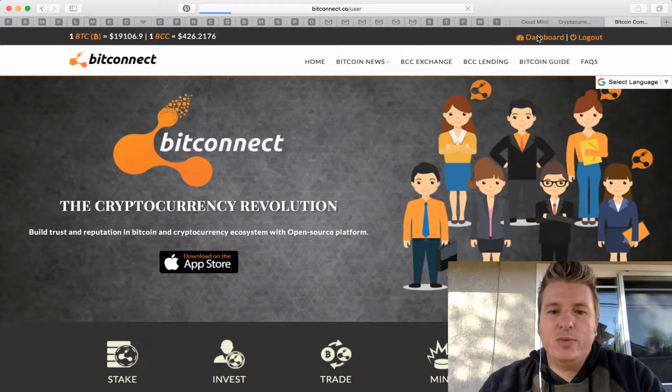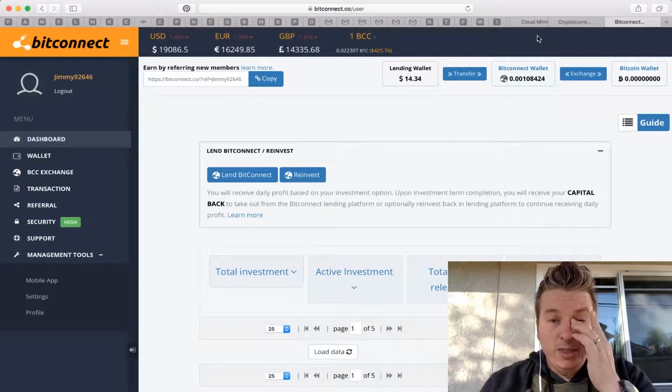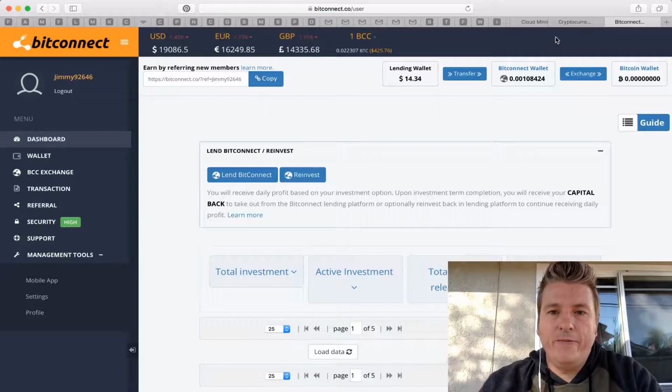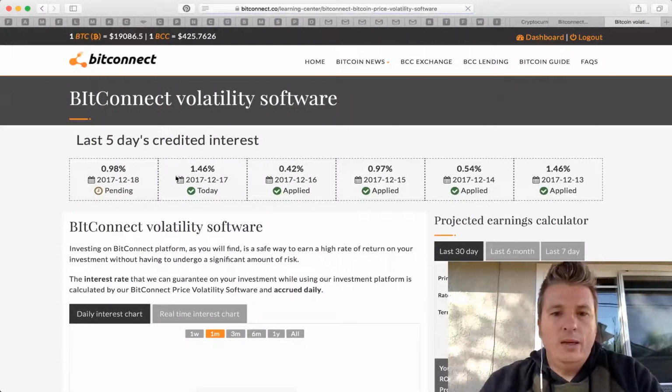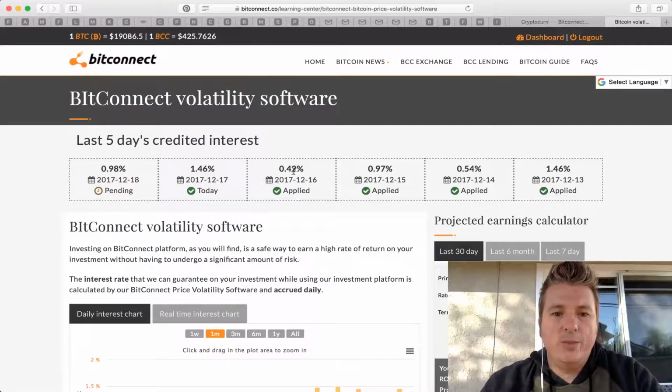Looking forward to bringing you an update on BitConnect. Let's log into my dashboard here. As you can see, I have a lending wallet of $14.34. Let's look at our daily accrued interest earnings. We got 0.97, and yesterday we got 0.42. Today we're getting 1.46, which will be awesome, and tomorrow 0.98. Our 30-day average is 0.87.